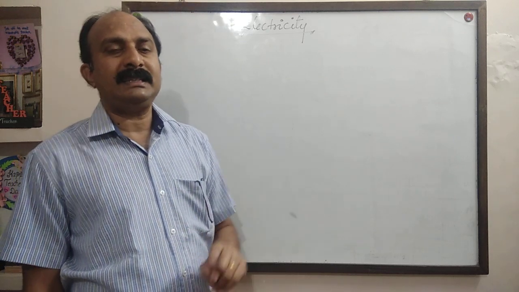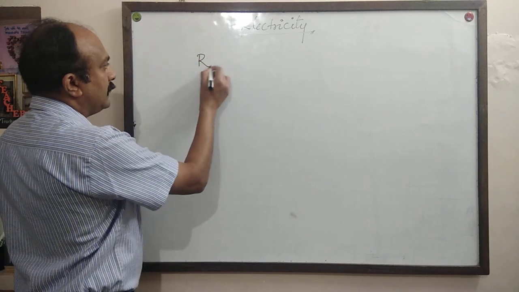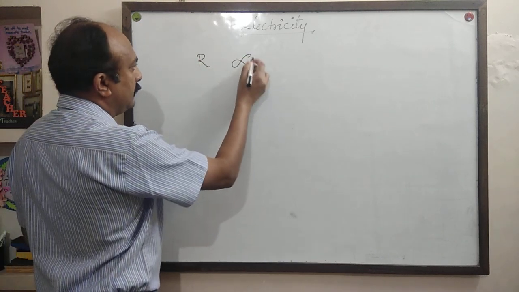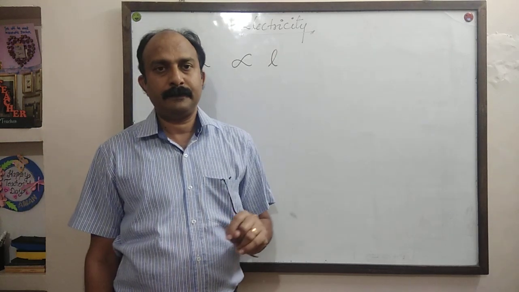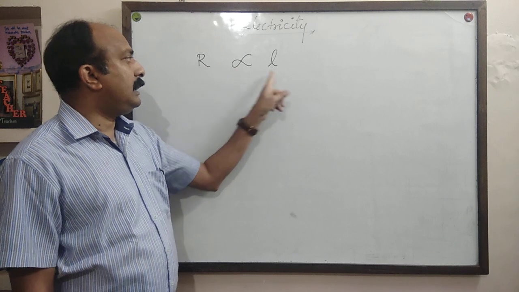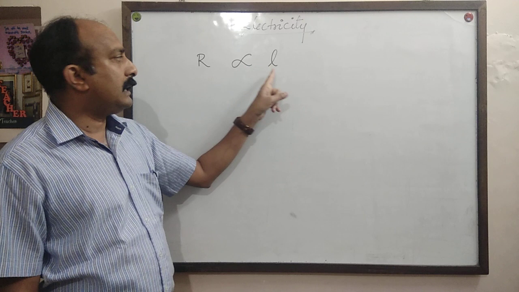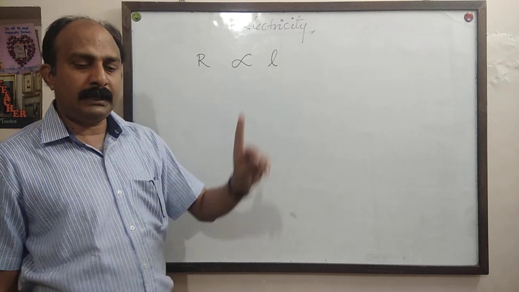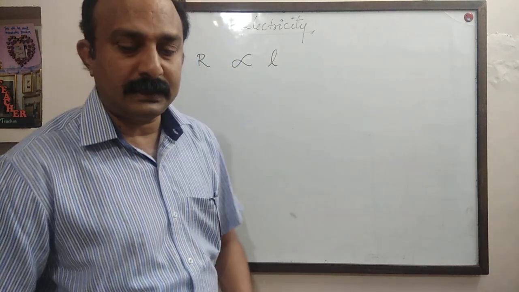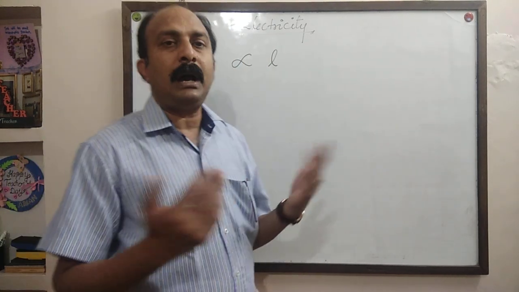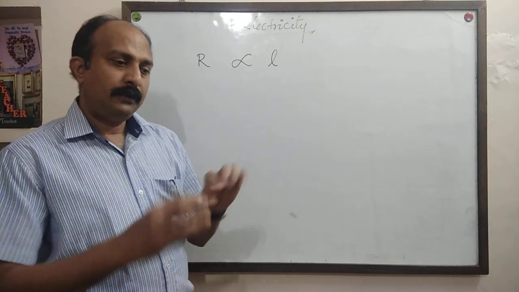The first factor is the length of the conductor. And the first point is, resistance of a conductor is directly proportional to its length. R is directly proportional to L. Resistance of a conductor is directly proportional to its length. Means when L increases, R also increases. When L decreases, R also decreases. This point is very easy to understand.